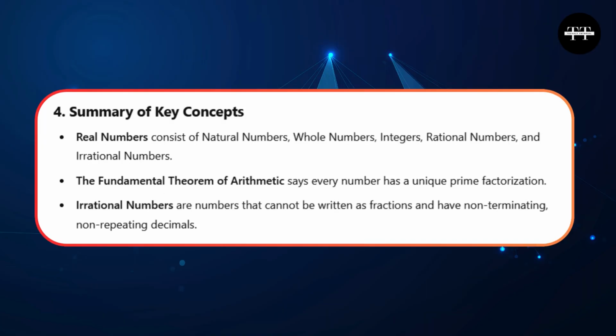4. Summary of key concepts. Real numbers consist of natural numbers, whole numbers, integers, rational numbers, and irrational numbers. The fundamental theorem of arithmetic says every number has a unique prime factorization. Irrational numbers are numbers that cannot be written as fractions and have non-terminating, non-repeating decimals.